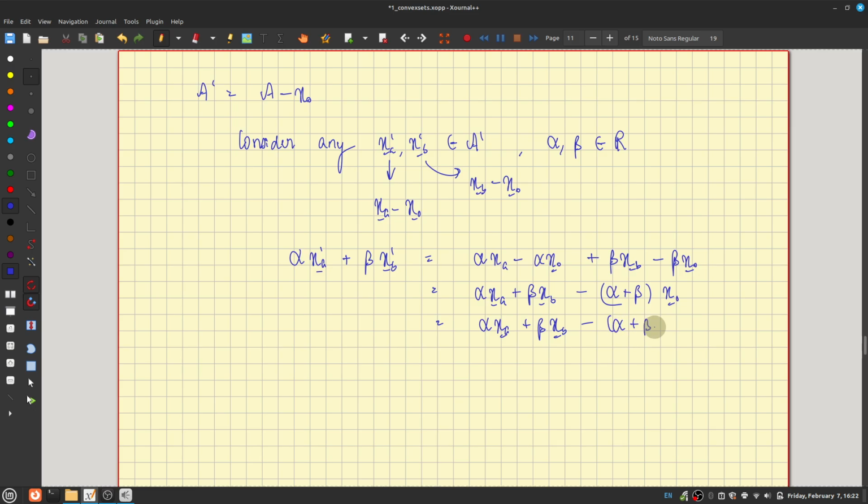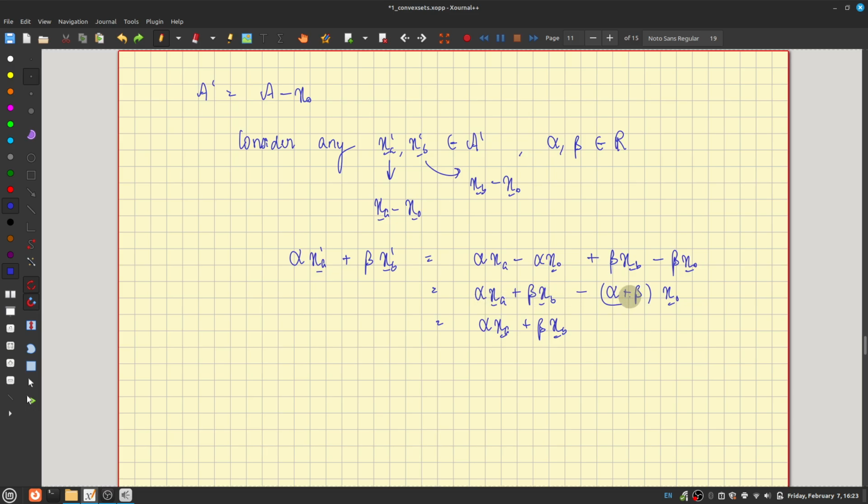alpha plus beta. Okay, so first, if I sum all of these coefficients, what do I get? xa belongs to A, xb belongs to A, and x naught belongs to A. So every affine combination of these is guaranteed to belong to A, right? What is an affine combination? Basically, it's a linear combination where the coefficients all sum to 1. That's the property that I want to use here, correct?